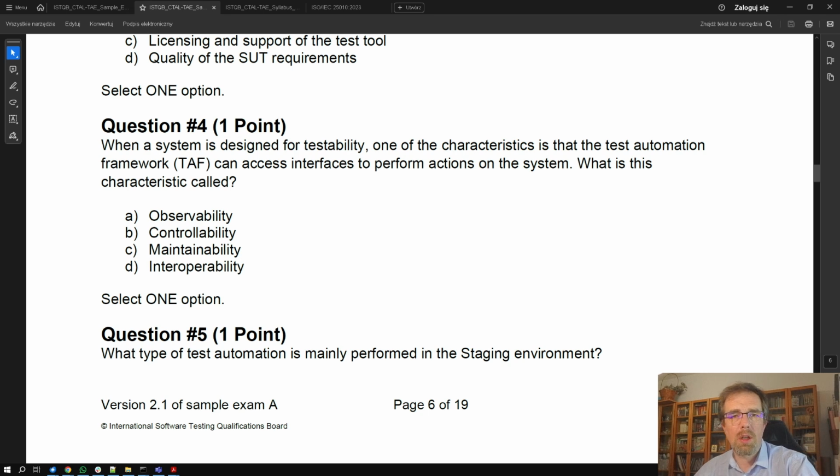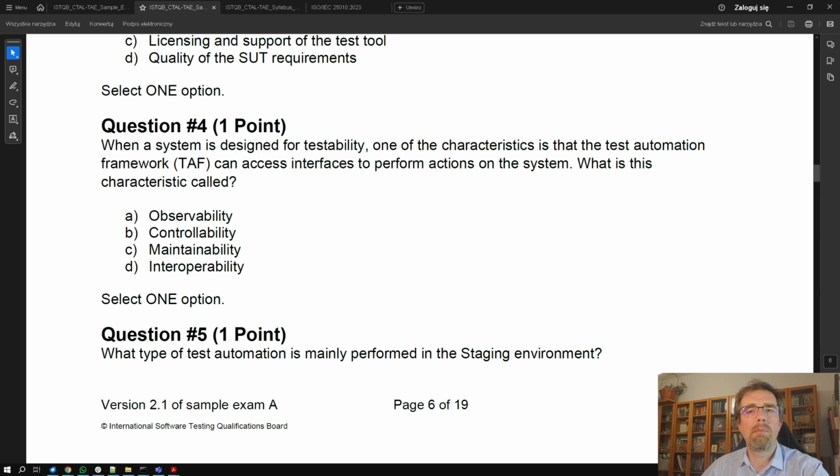Test Automation Engineer version 2.0, question number 4. When a system is designed for testability, one of the characteristics is that the test automation framework can access interfaces to perform actions on the system. What is this characteristic called?